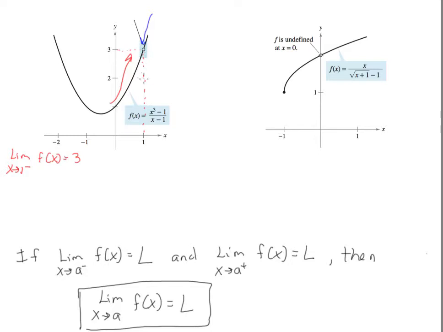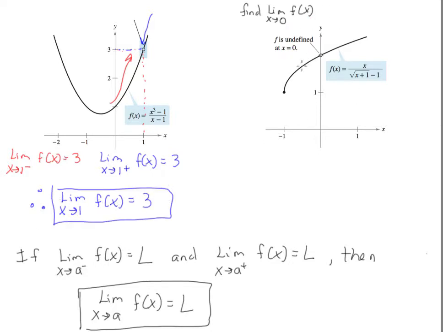So now let's look at x values closer and closer to 1 from the right-hand side. Well, it appears my graph is also approaching 3 from the right-hand side. So the limit as x approaches 1 from the positive side of f of x is equal to 3. So since the limit from the left is equal to the limit from the right, I can say the limit as x approaches 1 of f of x is 3.